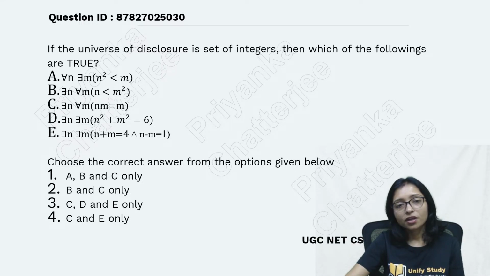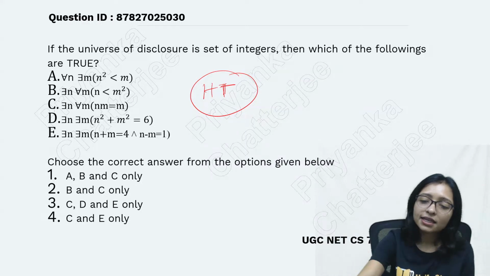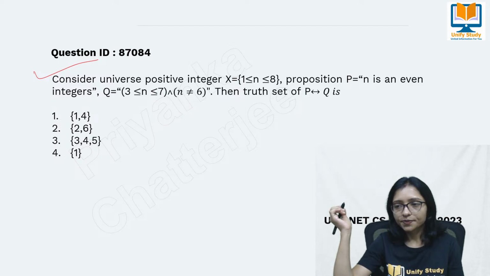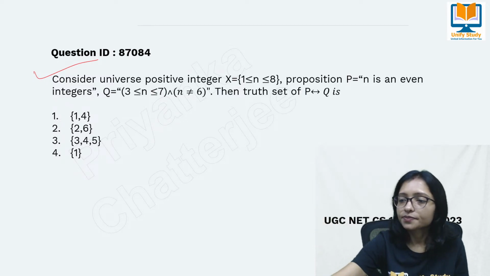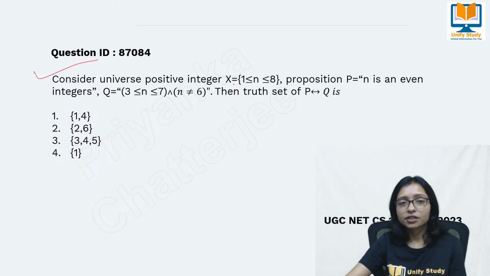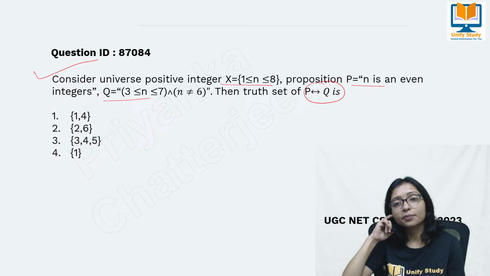Now, tell me, this one is your home task. You can try the same type of question. I am not asking you again. And this is another type of question. Do this one. This is another type of question where you need to solve this one. Some condition is given and then you have to solve P double implication Q. What is the value for P double implication Q?